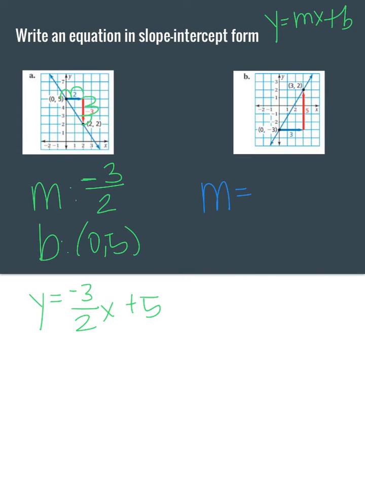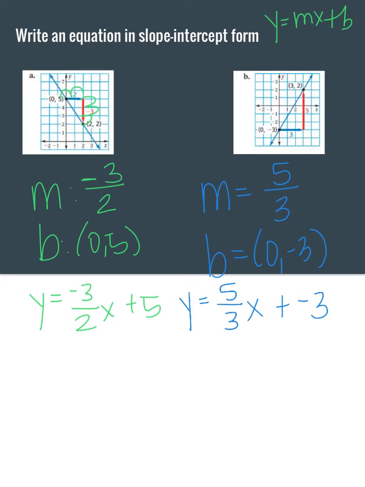You should have had an m, or a slope, of 5 over 3, and a y-intercept of (0, negative 3). So for this equation, we could have had y equals 5 over 3x plus negative 3, or y equals 5 over 3x minus 3. Either one would be acceptable. If in Big Ideas this first option doesn't work, with the plus and negative 3, try this second one.